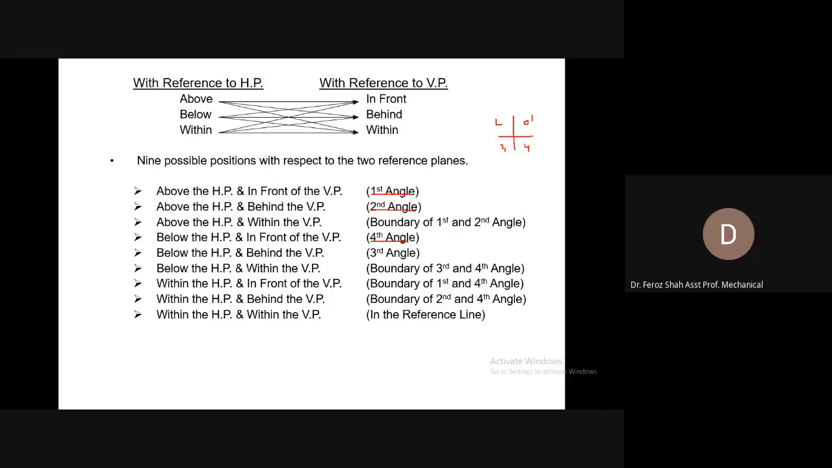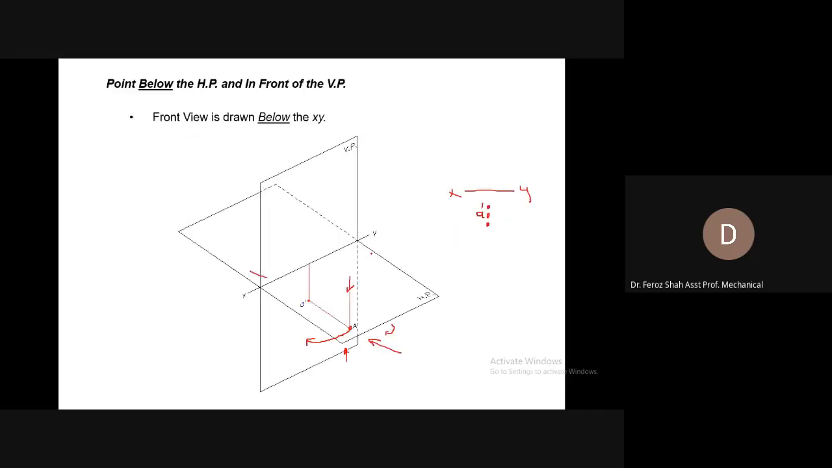Now, below the horizontal plane and behind the vertical plane. So this is the case. Now the point is lying in the third quadrant. Below the horizontal plane and behind the vertical plane. So this is the case of third angle projection. The point is lying in the third quadrant.